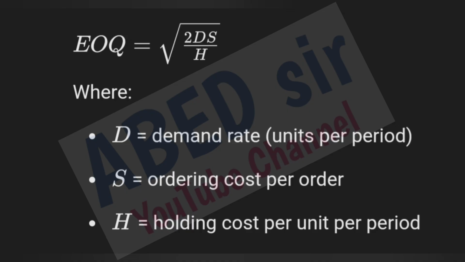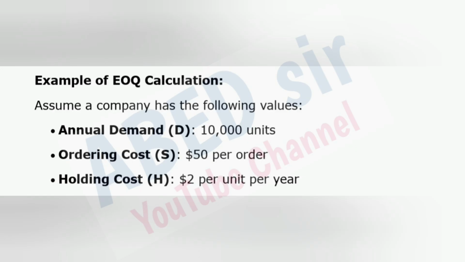Formula for economic order quantity, EOQ. The EOQ formula is: EOQ is equal to the square root of 2DS over H, where D is equal to demand for the product, usually in units per year. S is equal to ordering cost per order, fixed cost each time an order is placed. H is equal to holding cost per unit per year, cost to store 1 unit of inventory for a year. Example of EOQ calculation. Assume a company has the following values.